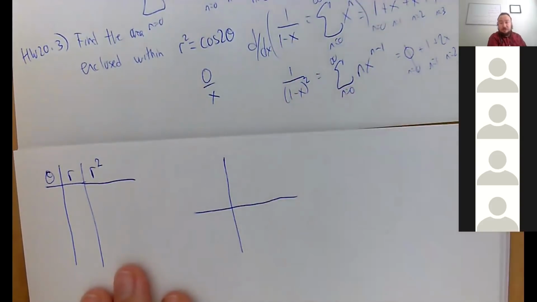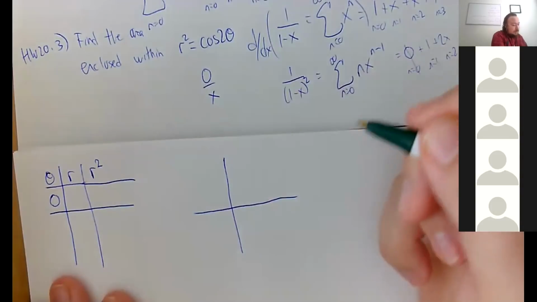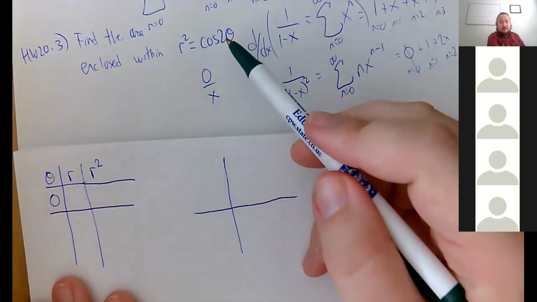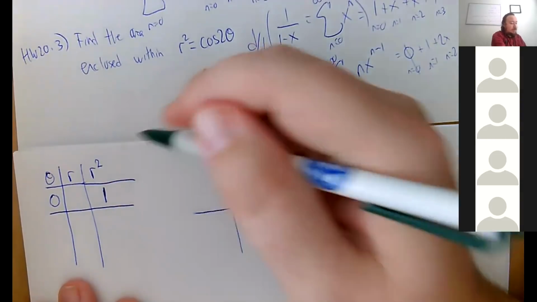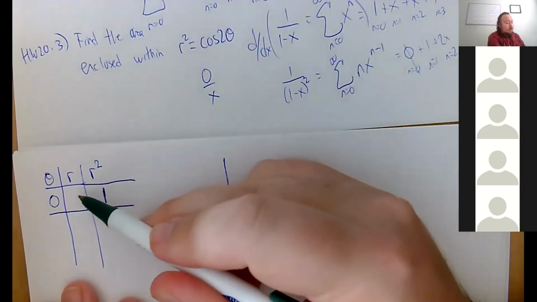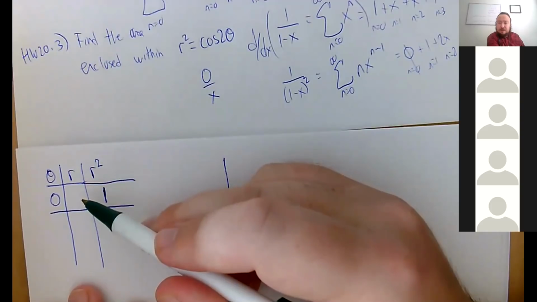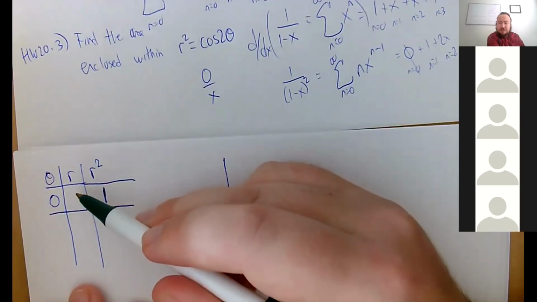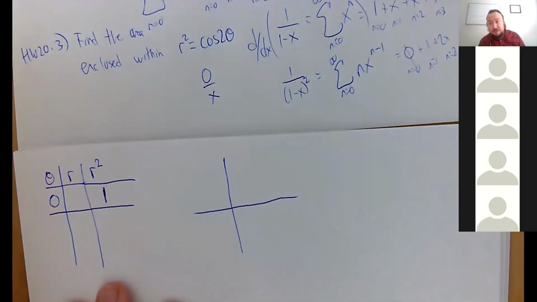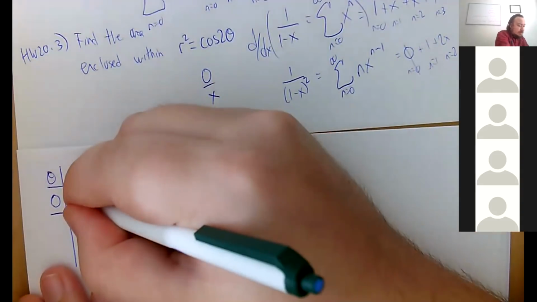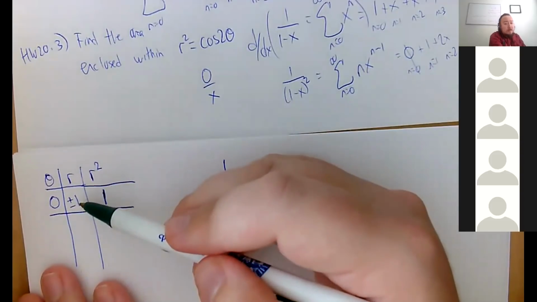Let's start with theta equals 0. That's usually a safe place to start. So if I plug 0 in for this, I have cosine of 0 is 1. So that means my r squared is 1. But if r squared is 1, what can r be? My r squared is 1. What are the possibilities for r? That's right. So 1 works, obviously, but also we can't forget about -1. So when theta is 0, r could be plus or minus 1.